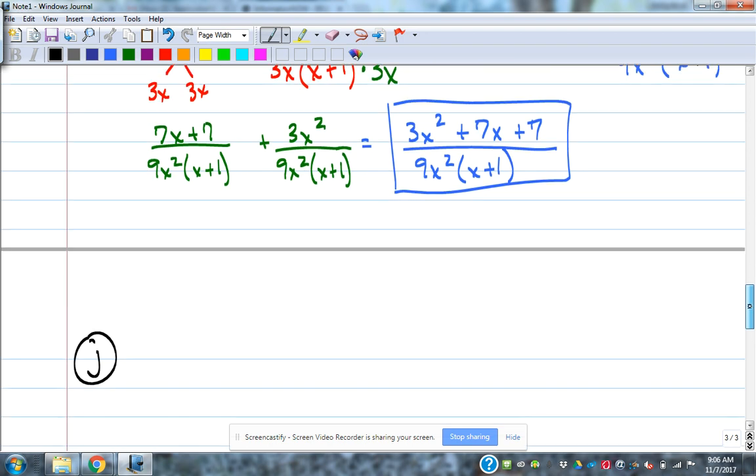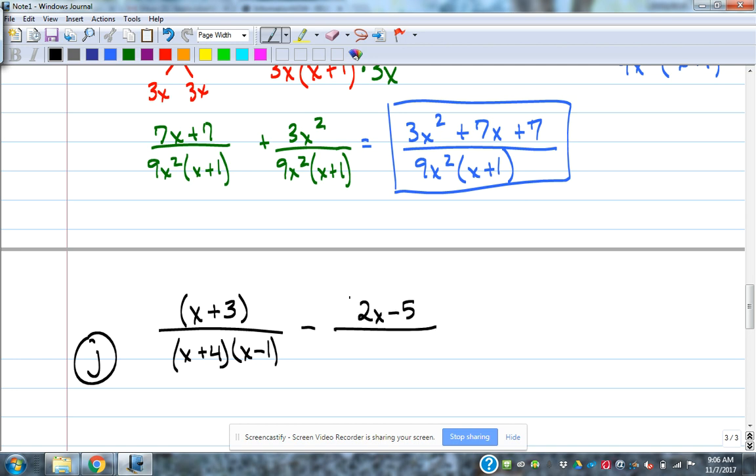I'll scroll back up and you can still see the bottom. I'll write the next problem. x plus 3 over x plus 4, x minus 1, minus 2x minus 5 over x plus 2, x plus 4. So it's already in factored form for us, which is going to help us find the least common denominator.